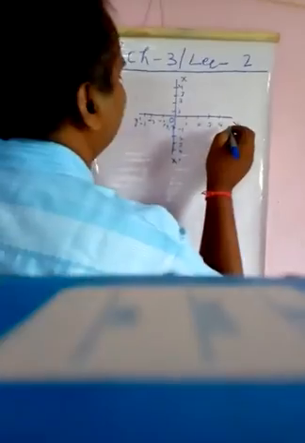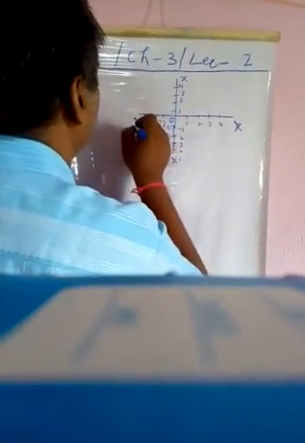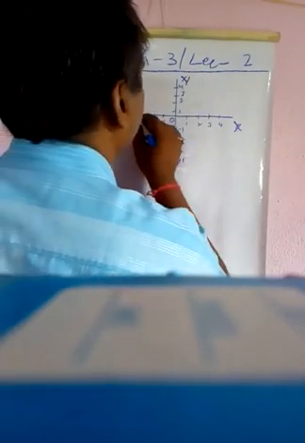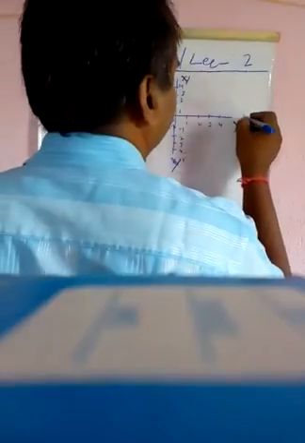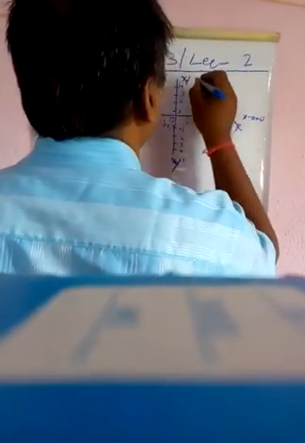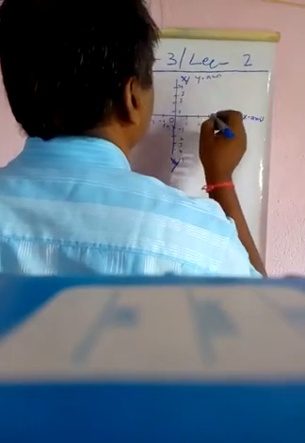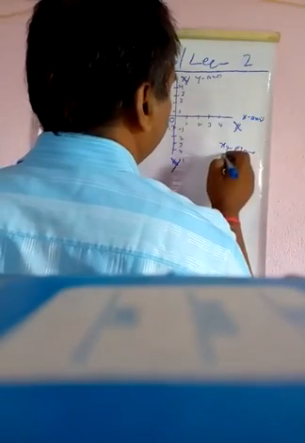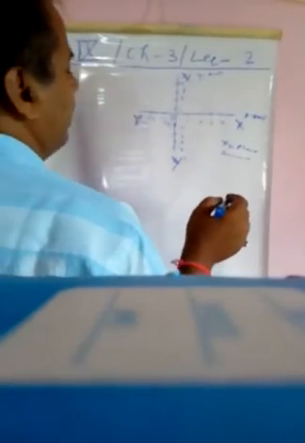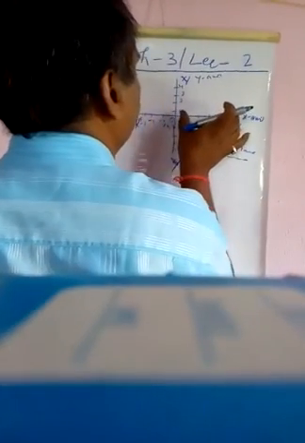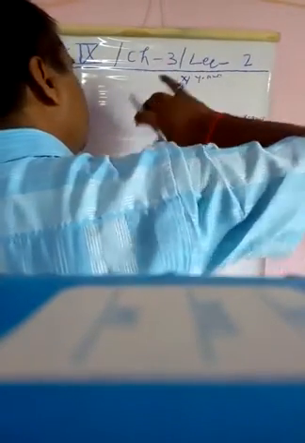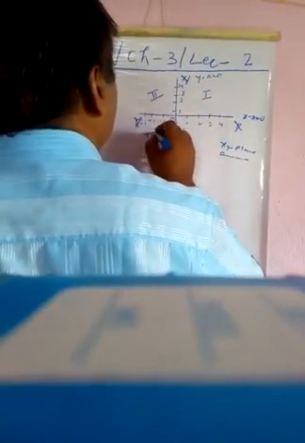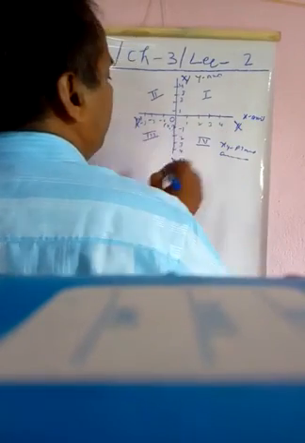So this is x, this is x dash, this is y, this is y dash. So this is known as the x-axis, and this is known as the y-axis, and this plane is known as the xy plane or Cartesian plane or coordinate plane. So we will start from OX anti-clockwise. So this will be the first quadrant, this will be the second quadrant, this will be the third quadrant, and this will be the fourth quadrant.